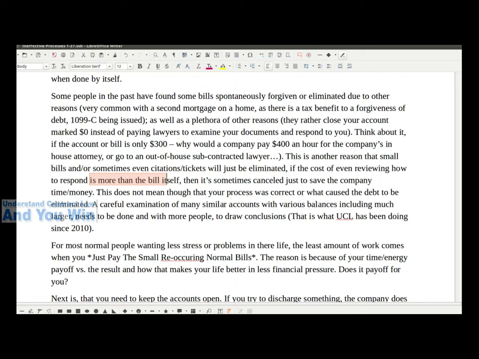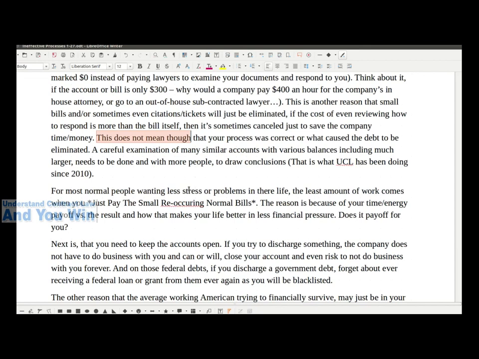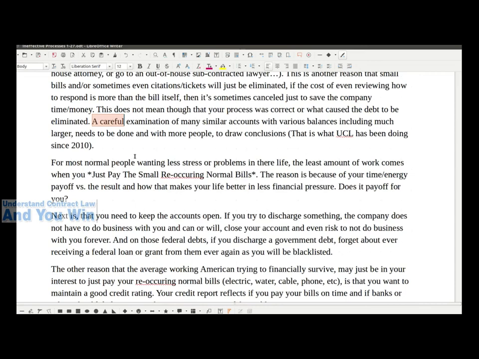This does not mean, though, that your process was correct, or that what caused the debt to be eliminated will work for other people. It's just coincidence. A careful examination of many similar accounts with various balances, including much larger ones, needs to be done, and with more numbers of people, in order to draw conclusions. And this is what UCL has been doing since 2010.